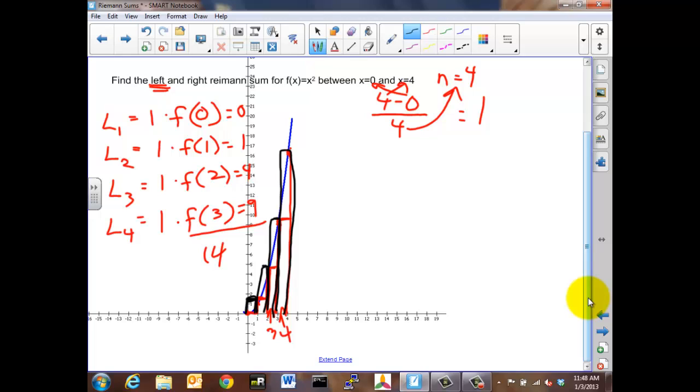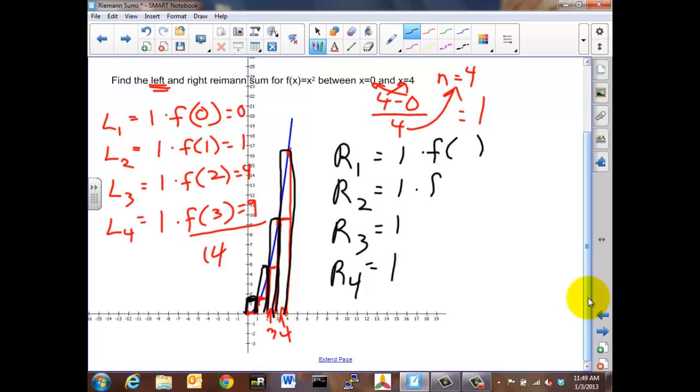From 1 to 2, we go over to the 2, go up to where it intersects the curve, and then draw a rectangle there. From 2 to 3, we go over to 3 because we're the right one, and we're going to go up and over. And for the fourth one, we're going to go over to the 4, and we're going to go all the way to the top and over. The width on all of them is still 1. Talk to me about the heights. How are the heights different this time?